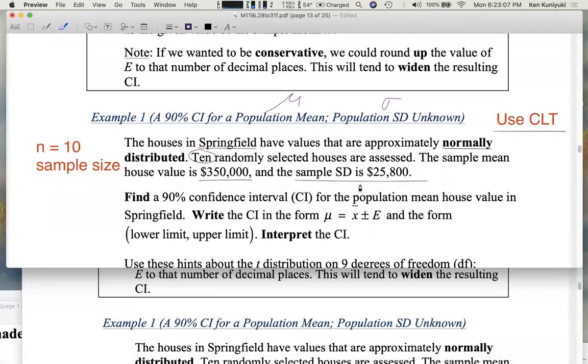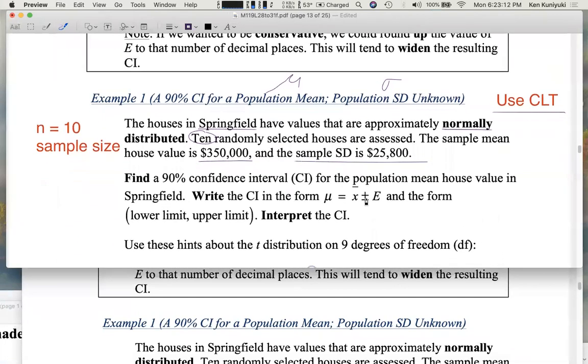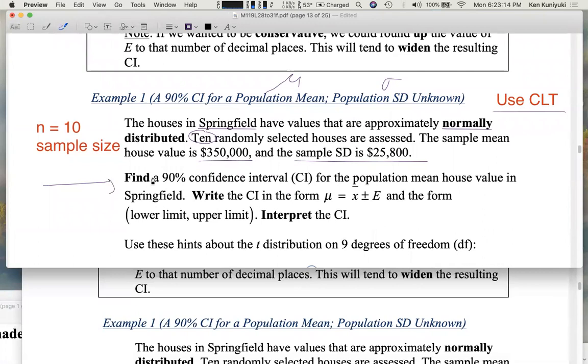Anyway, the assessor does that in his or her Excel worksheet or StatCrunch, whatever. And we're now going to find a 90% confidence interval for the population mean house value in Springfield. This is mu.